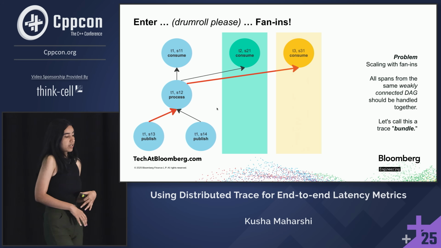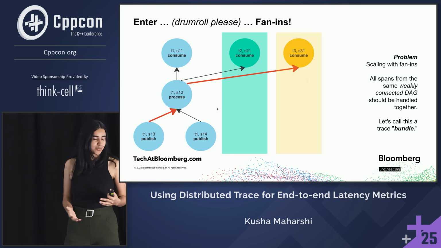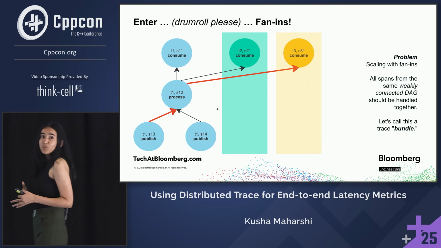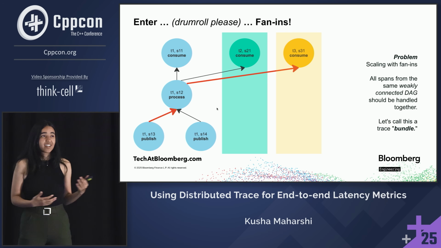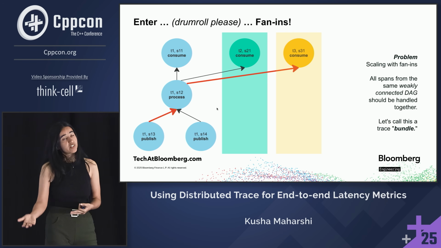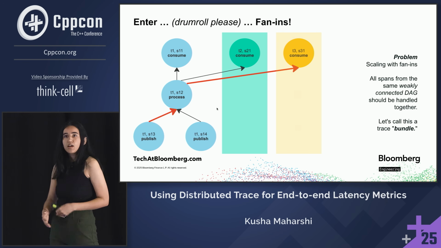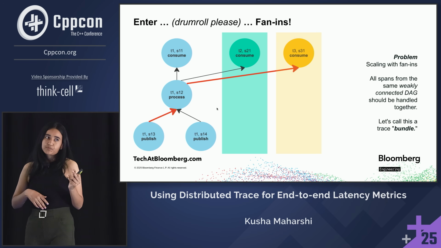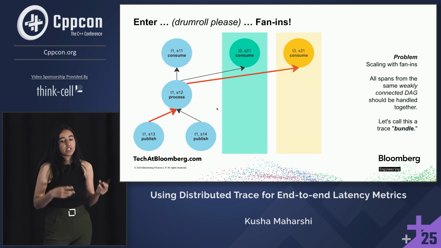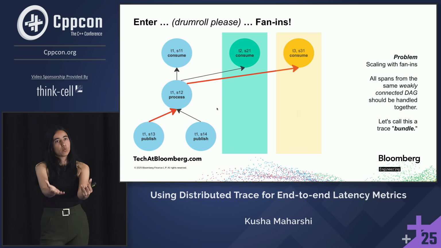So to summarize the problem we're dealing with right now, we're just trying to make sure that we have a way to scalably get end-to-end latency metrics when you've got fan-ins. How do we partition? How do we scale up our data in a way that we have access to all of these spans in one place?